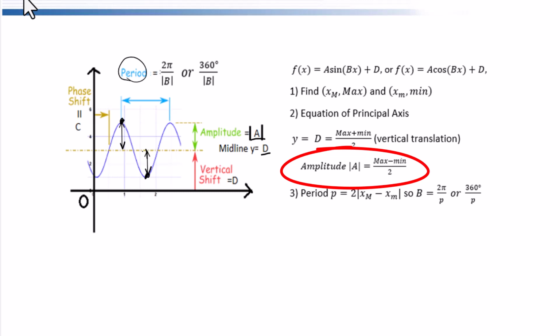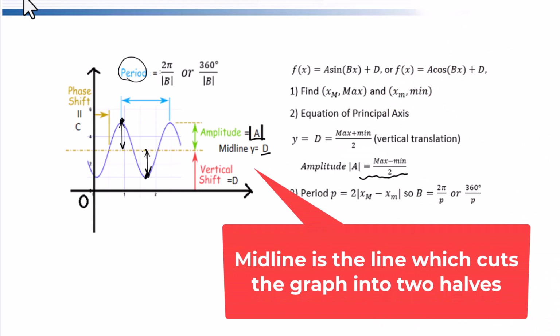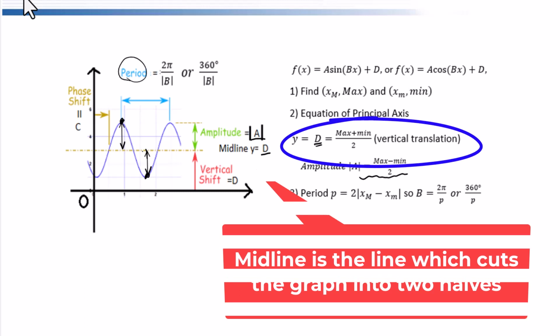Amplitude equals maximum minus minimum over 2. Midline is the vertical midpoint between maximum and minimum. This D equals maximum plus minimum over 2.